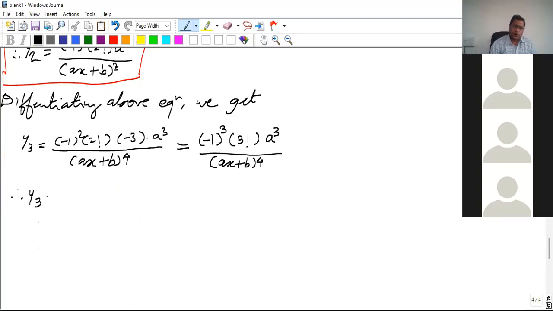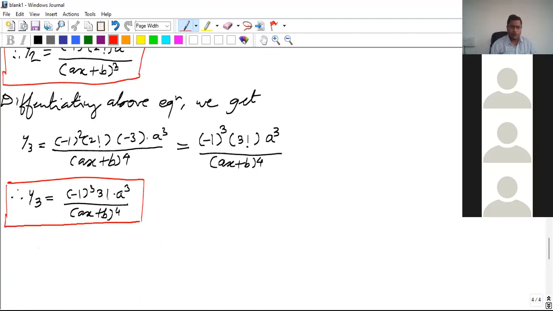Yes. We got y3 is equal to minus 1 cube, this is 3 factorial, and you'll be having a cube upon (ax plus b) bracket raised to 4. This is going to be the third derivative. So, are you able to generalize this, or do we need some more derivatives?